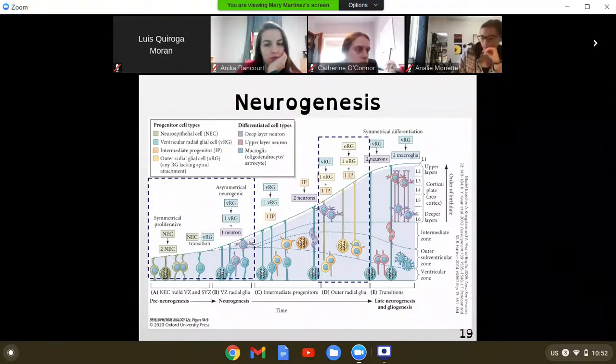Okay, good. So in the end, self-renewing symmetrical divisions dominate early in neurogenesis. So this new part over here of neurogenesis is to expand the progenitor pool, and then more asymmetrical divisions take place for progenitor cell differentiation.